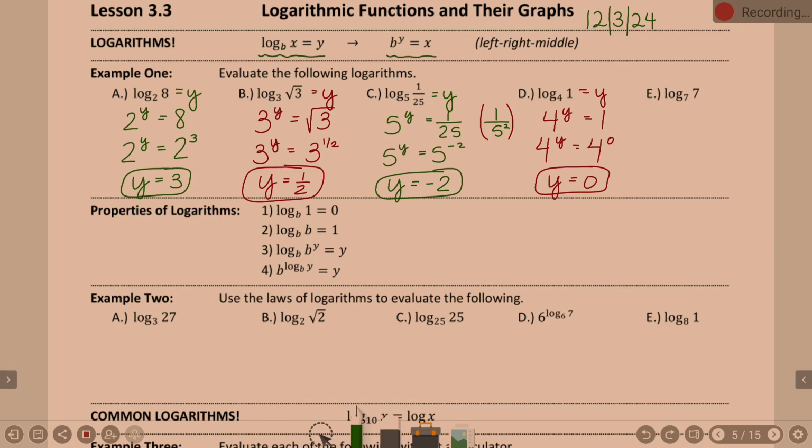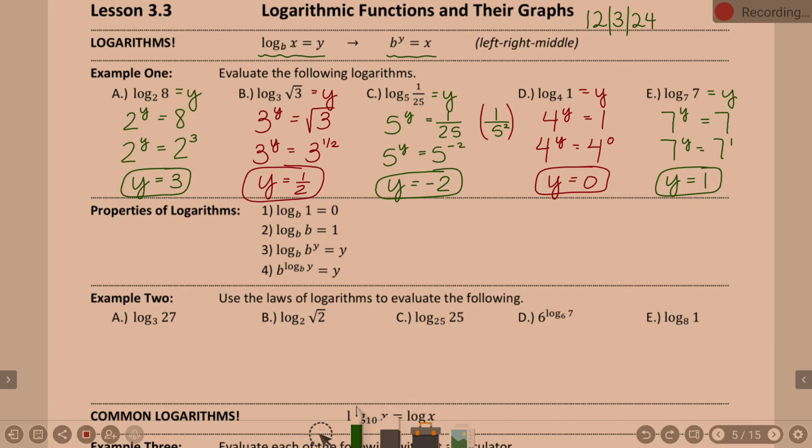Okay. E, log base 7 of 7 is equal to y. I'm just being consistent. I'm sticking with y. What do we know here? Left, right, middle. 7 to the y is equal to 7. 7 to what power? The first, right? 7 to the y is equal to 7 to the first, and so y is 1.